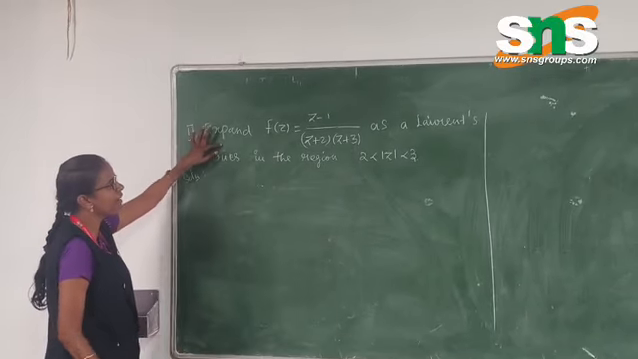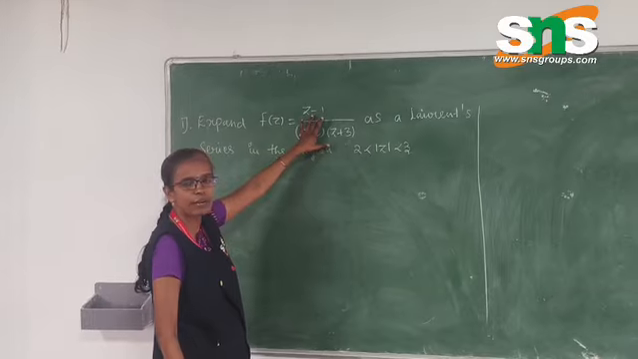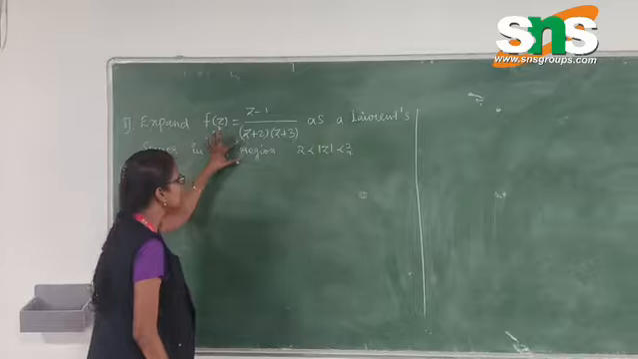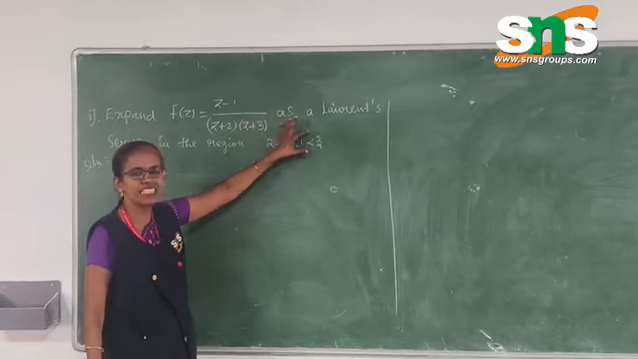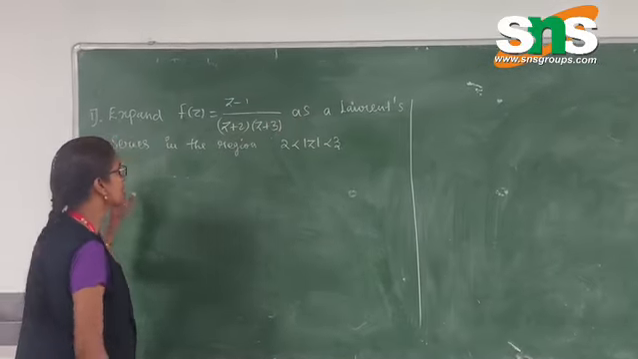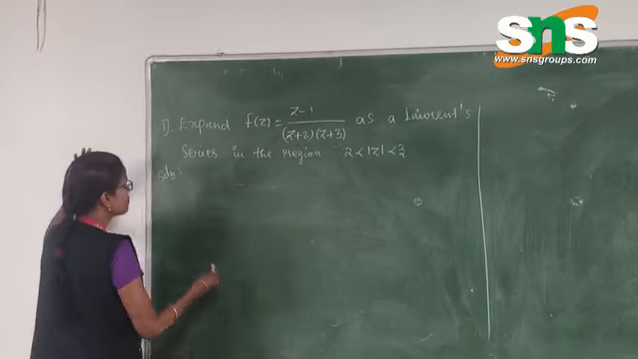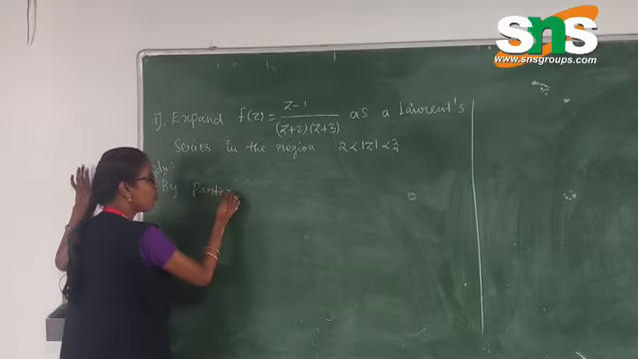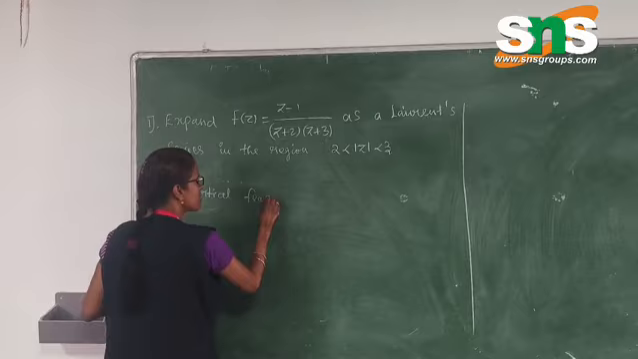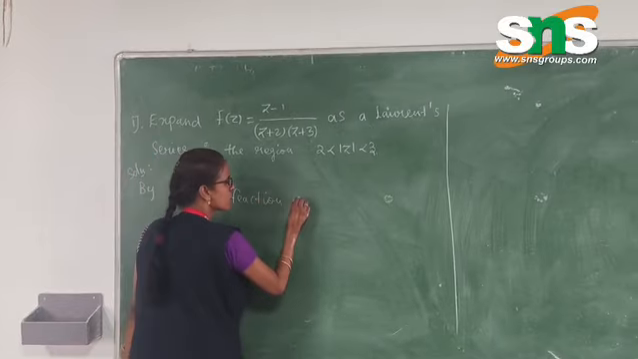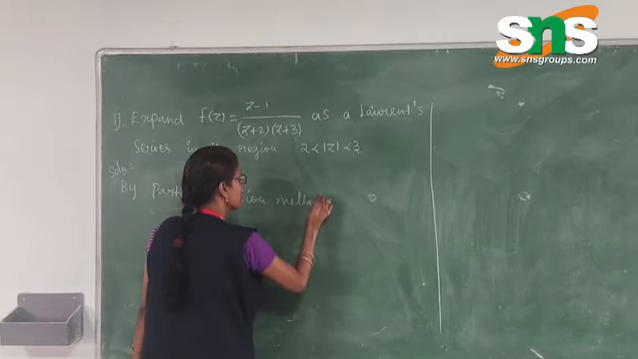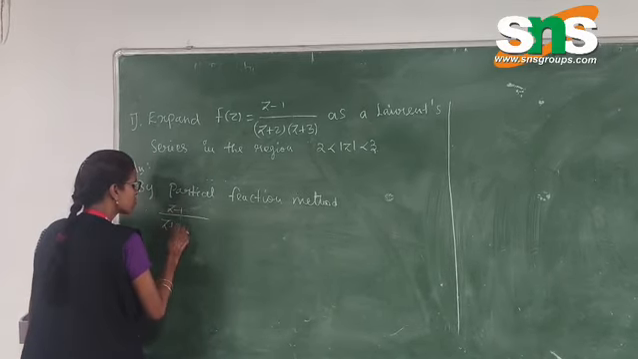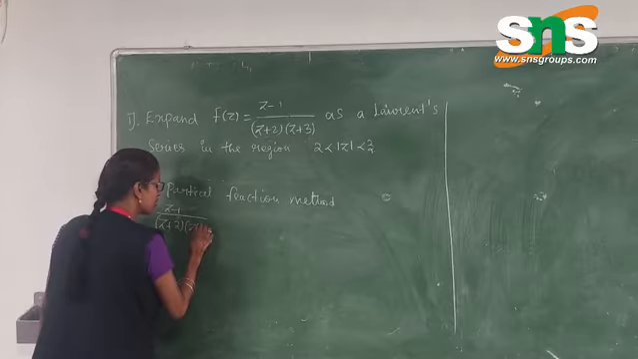The problem is: expand f of z equal to (z minus 1) by (z plus 2) into (z plus 3) as a Laurent expansion in the region 2 less than modulus of z less than 3. The first thing is to take the given f of z. For that we are going to use the partial fraction method, which you already know. The same way I want to apply the concept.